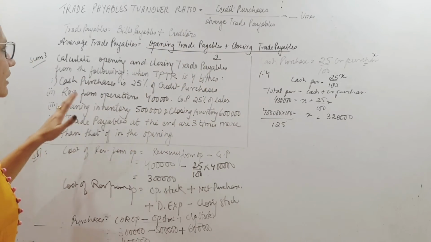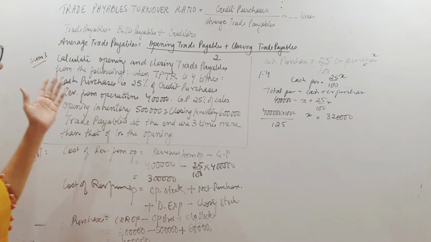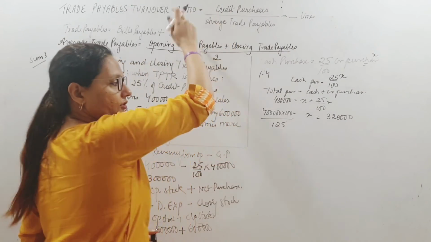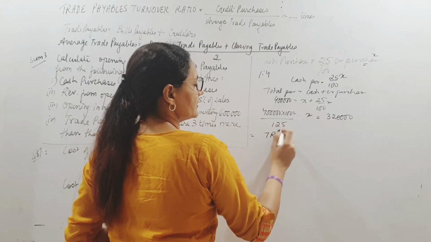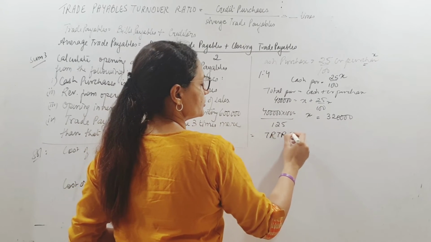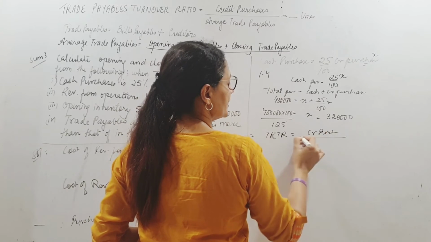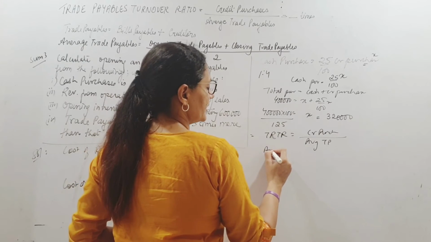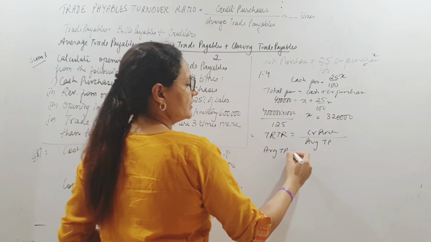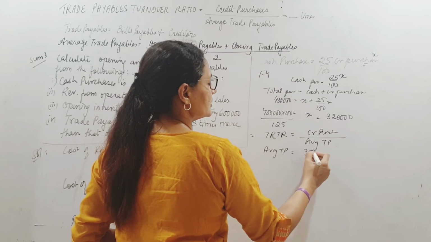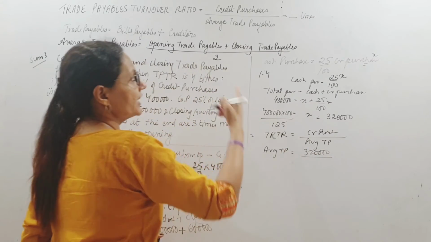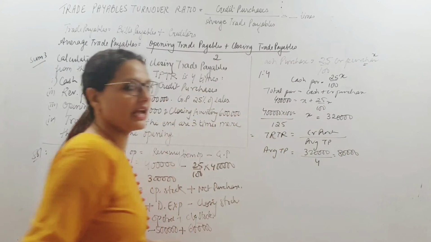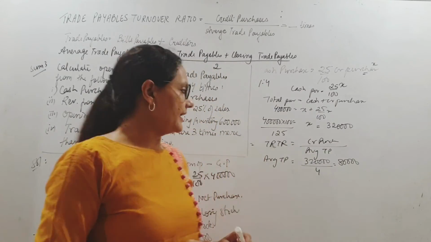Now let us think about how to get average trade payables, or you can say I need to find opening and closing trade payables. Now I have been given the ratio. Trade payables turnover ratio is equal to credit purchase by average trade payables. Therefore, average trade payables is equal to credit purchase 3,20,000 divided by the trade payables turnover ratio, given as 4. So that is 80,000. So average trade payable we have got as 80,000.